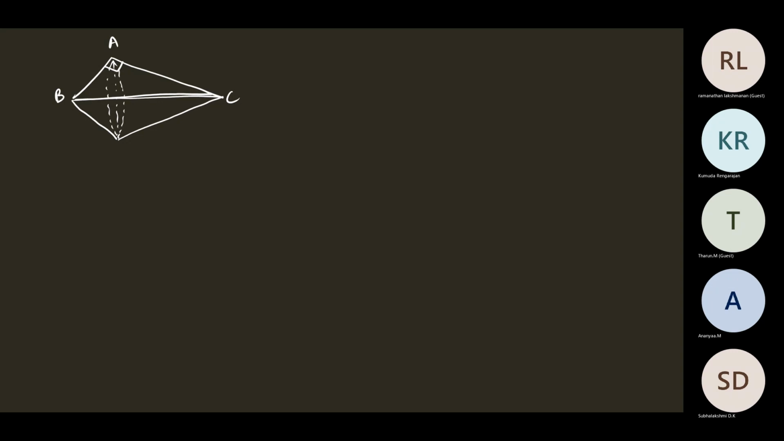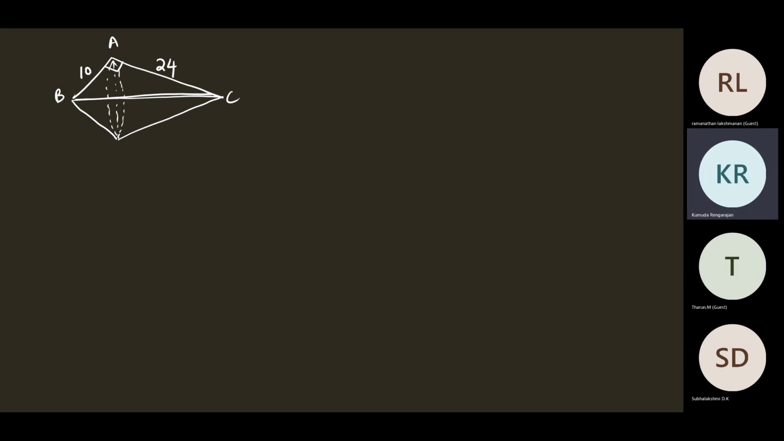So if this is 10 and this is 24, find the volume and the surface area of the double cone. You can use pi as 3.14.